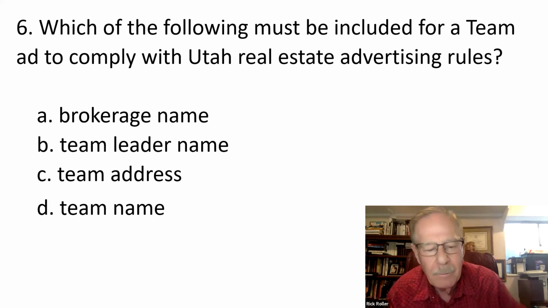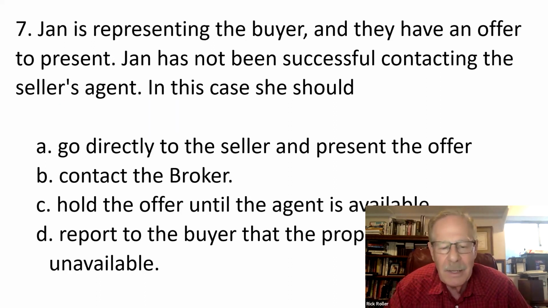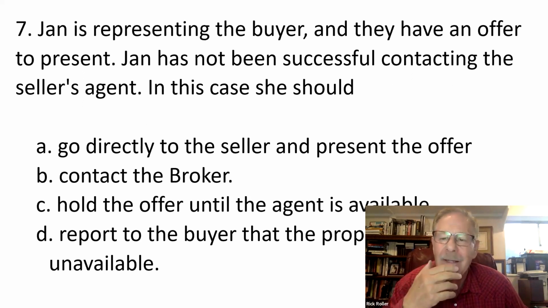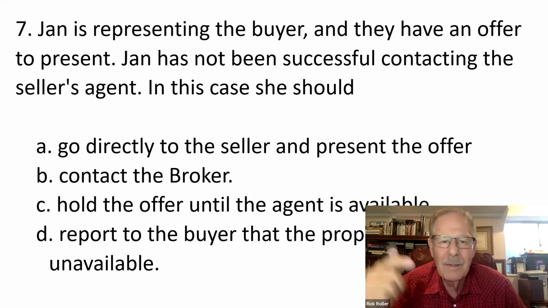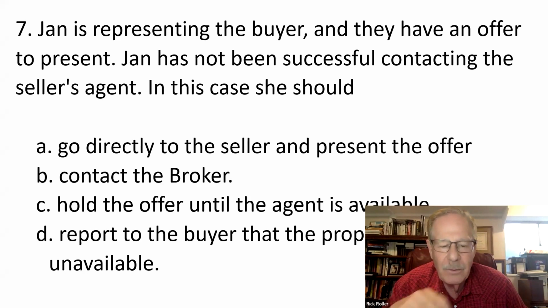Okay. Number 7 says Jan is representing the buyer and they have an offer to present. Ooh, cool. We went over, showed the house, the people liked it, and you sat down and wrote an offer. Wow, that's exciting. Now, Jan has not been successful in contacting the seller's agent. I hate it when that happens. In this case, she should do what? Do you think she should go to the seller directly?